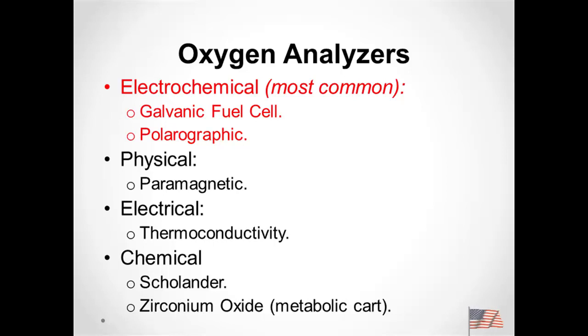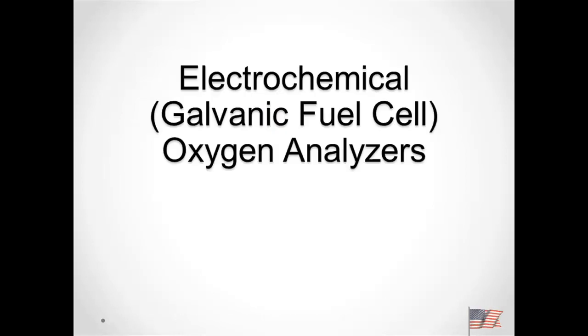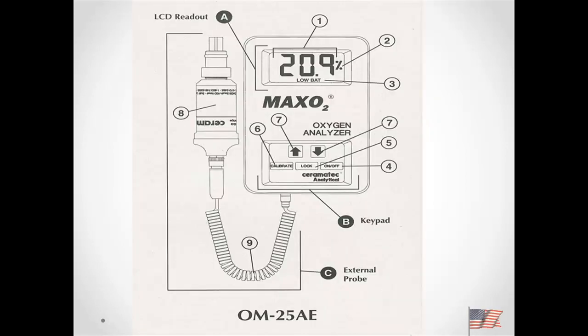Some of them, like the paramagnetic and the thermal conductivity, we don't see clinically in use. When I started, they were actually there, but they were such delicate instruments that they ended up being more costly to repair. Something like our zirconium oxide, a chemical analyzer, is one that we would see on a metabolic cart, but it's not something that we're going to see routinely in practice as far as in the ICU. The 2 that we will see are the galvanic fuel cell and the polarographic analyzer.